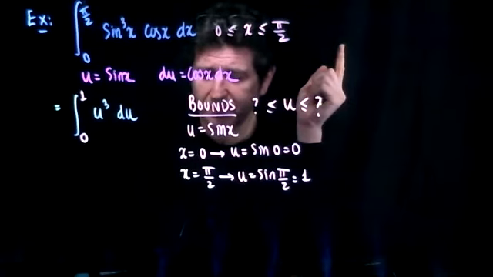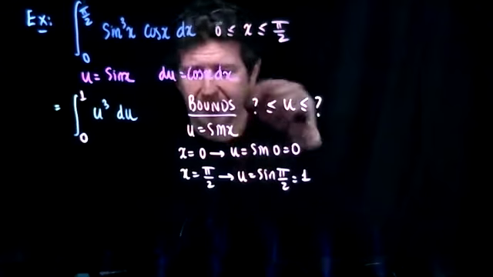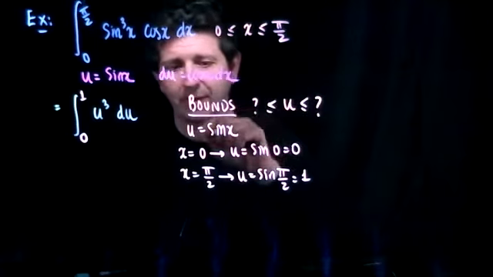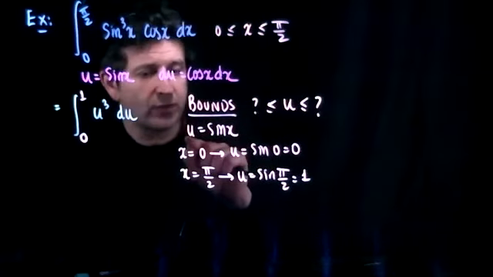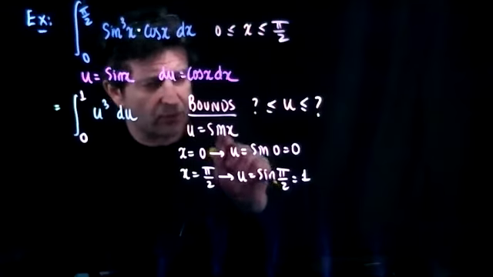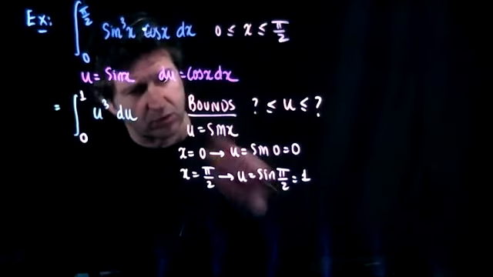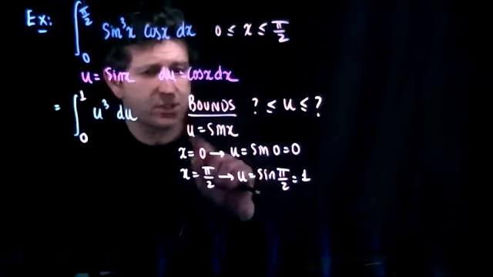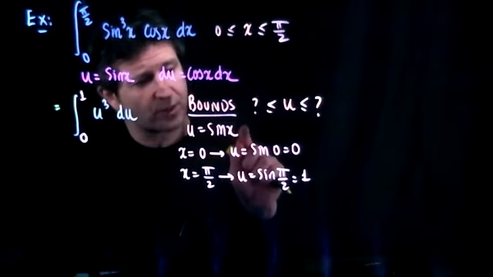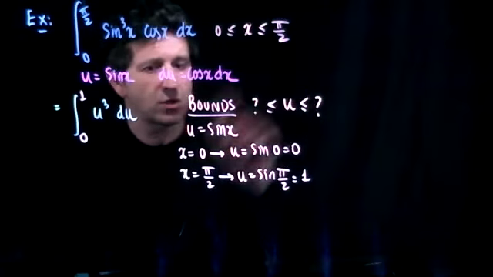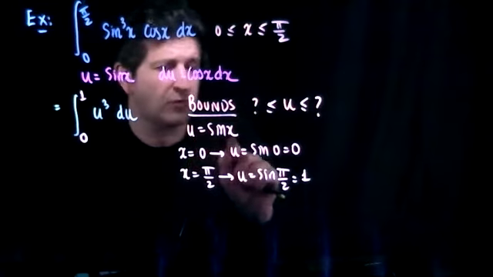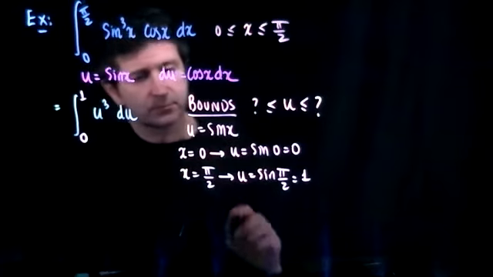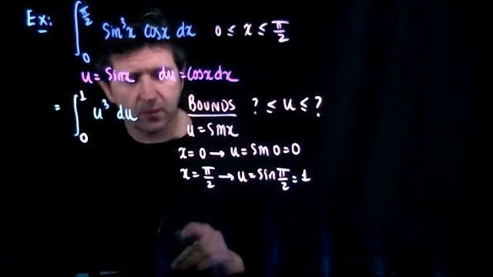Did I go too fast? No, it's good. Okay, so again, I know that u is sine x, and the smallest value of x is 0, so the smallest value of u will be sine of 0. I know that u is sine x, and the highest possible value of x is pi over 2, so the highest possible value of u will be sine of pi over 2, which is 1. So that's why u goes from 0 to 1. Okay?